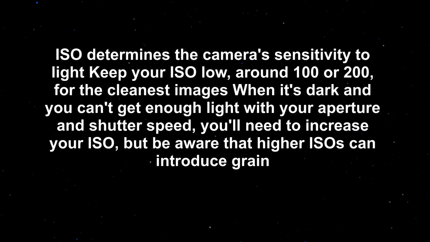ISO determines the camera's sensitivity to light. Keep your ISO low, around 100 or 200, for the cleanest images. When it's dark and you can't get enough light with your aperture and shutter speed, you'll need to increase your ISO, but be aware that higher ISOs can introduce grain.